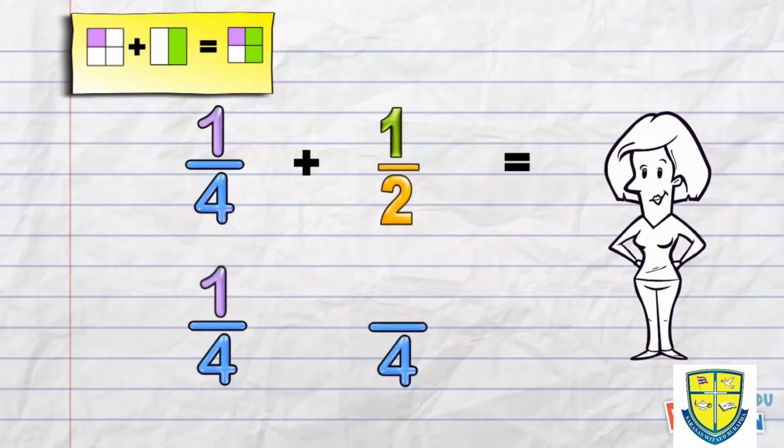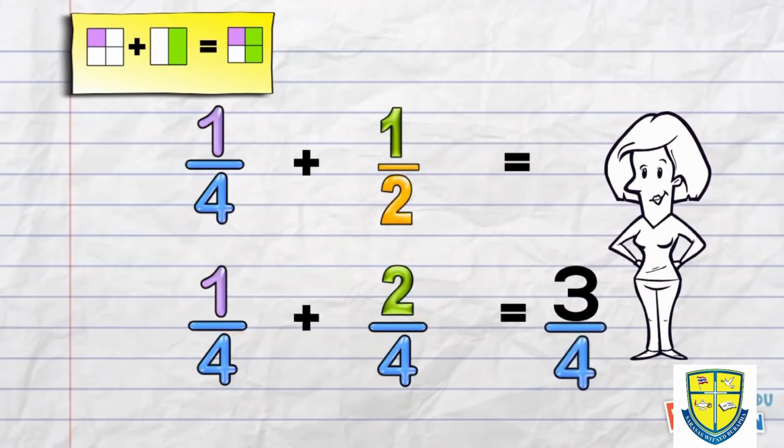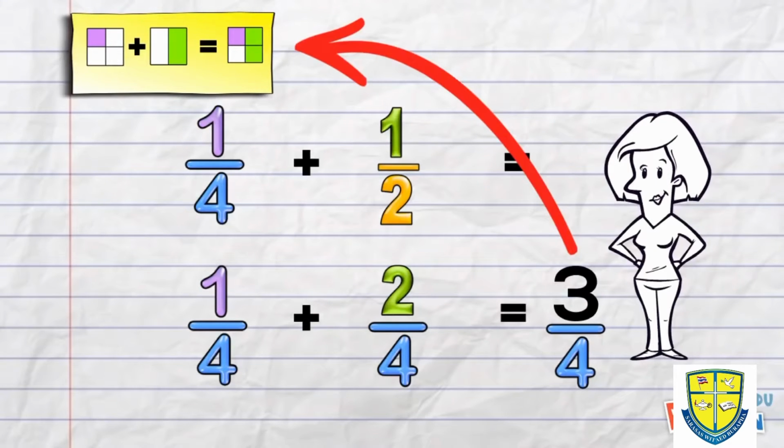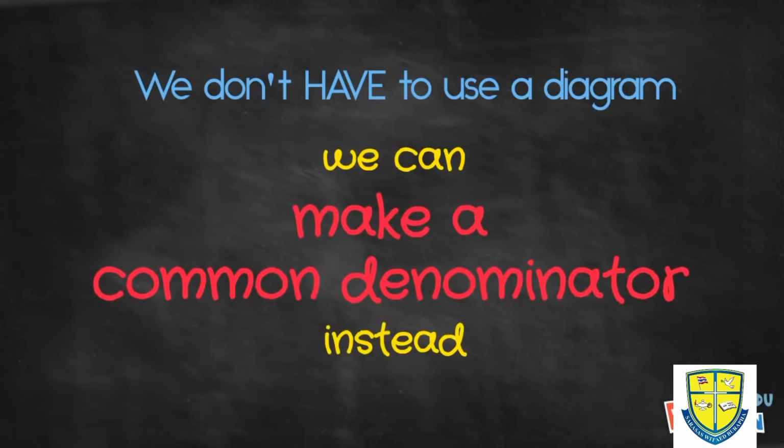To get a denominator of 4 here, we multiply by 2. So we do the same to the numerator. And that's 2 over 4. Now it's very easy. We just add the numerators. 1 plus 2 is 3. Keep the denominator and we're all done. 3 quarters, just like you saw when we did this problem using the diagrams. You can see we don't have to use a diagram. We can make a common denominator instead. That's easy enough, isn't it?